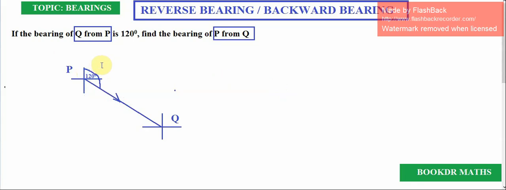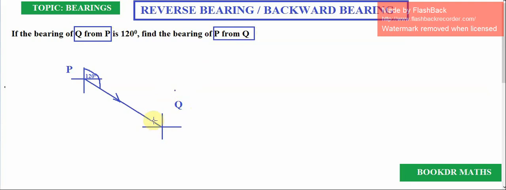Now the question is asking us to calculate the value of the angle at Q. That is the bearing of P from Q. The bearing of P from Q. So now the emphasis is on Q, the angle at Q. But before then, let's analyze how we are going to tackle this.